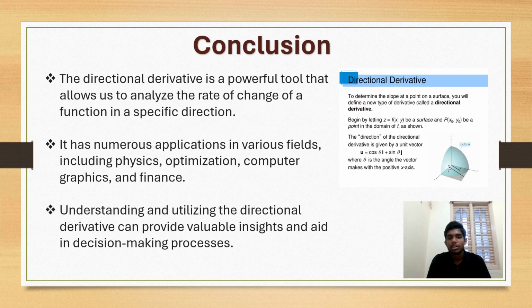And next, coming to the conclusion: the directional derivative is a powerful tool that allows us to analyze the rate of change of a function in a specific direction. It has numerous applications in various fields, including physics, optimization, computer graphics, and finance. Understanding and utilizing the directional derivative can provide valuable insights and aid in decision-making processes.